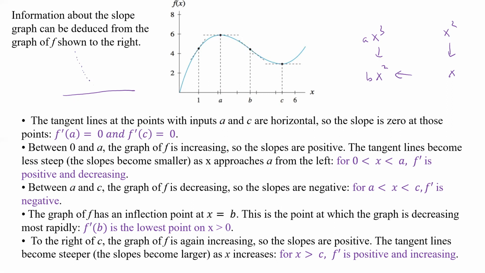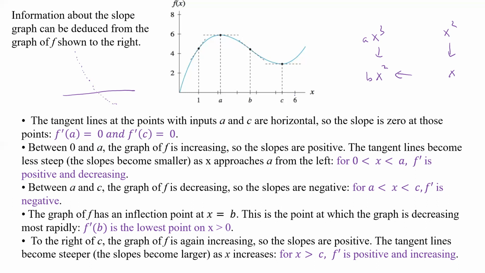Now this key point right here, there's an inflection point. This is the point where the graph is decreasing the most rapidly. So f prime of b is going to be our, in this case, lowest point. It's negative, so it's going to come down and it's going to be the lowest one.